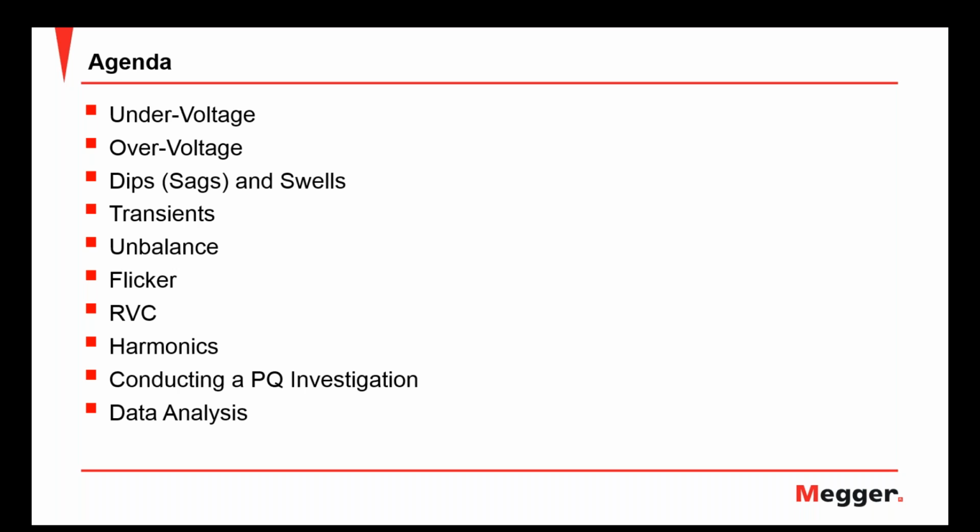So in this presentation, we're going to cover several phenomena, including undervoltages, overvoltages, dips and swells, transients, unbalance, flicker, RVC, also known as rapid voltage change, and harmonics. Then we're also going to look at how to properly conduct a power quality investigation, and then how we are going to do a data analysis.